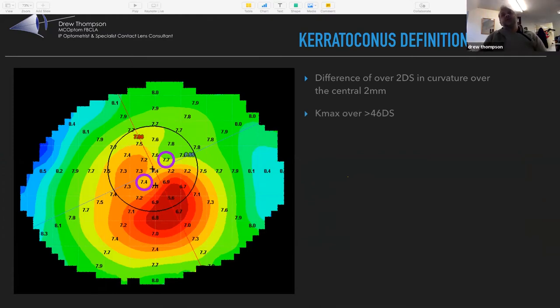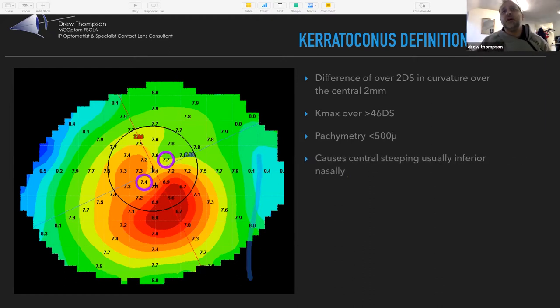We also look at the K-max. The K-max is the steepest curvature on the cornea. And if we have a reading of over 46 diopters, that's highly indicative of corneal ectasia, that being keratoconus. We might have a pachymetry of less than 500 microns. Essentially, keratoconus and ectasia is a thinning of the cornea. It obviously causes steepening, and it's usually inferior nasally.